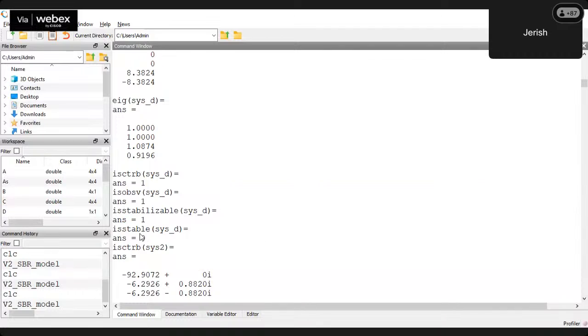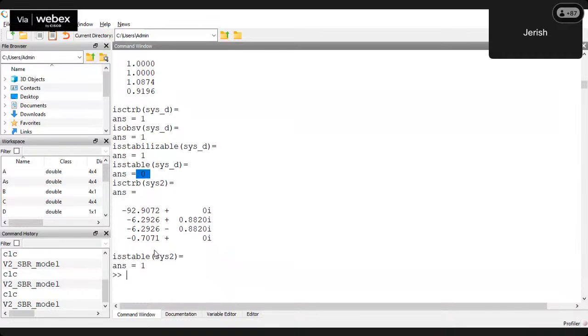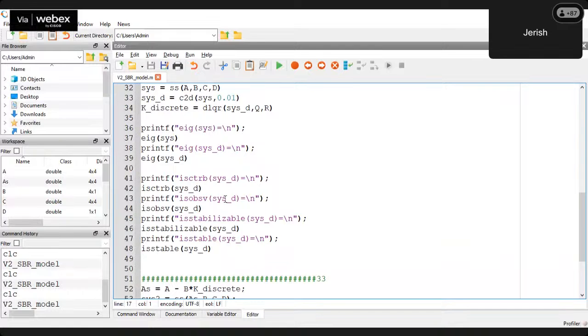Now, is the system stable inherently? The answer is 0, which means false, since sysd is an uncontrolled system. Okay. Now, after applying LQR control, we got some gains.